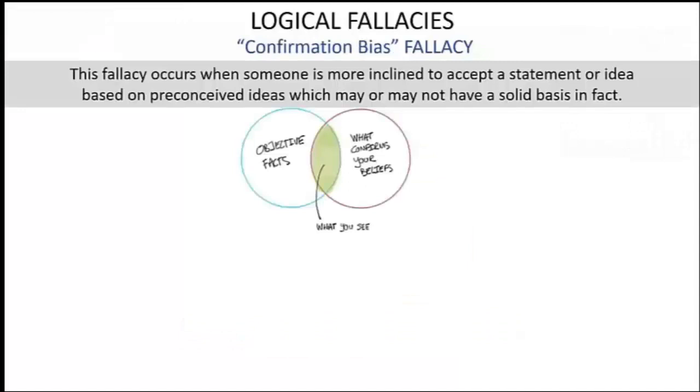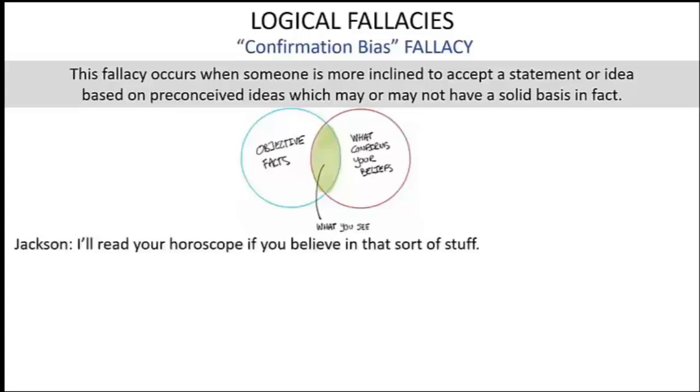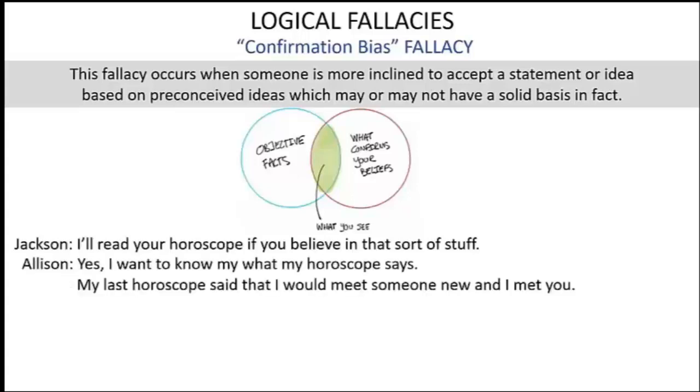The confirmation bias fallacy. This fallacy occurs when someone is more inclined to accept a statement or idea based on preconceived ideas which may or may not have a solid basis in fact. Jackson says, "I'll read your horoscope if you believe in that sort of stuff." Allison says, "Yes, I want to know what my horoscope says. My last horoscope said that I would meet someone new and I met you."